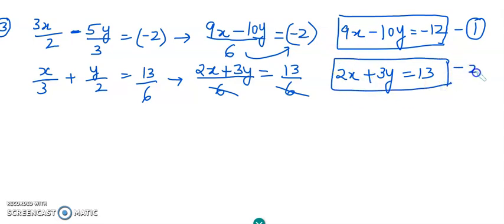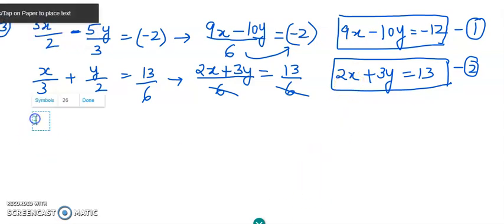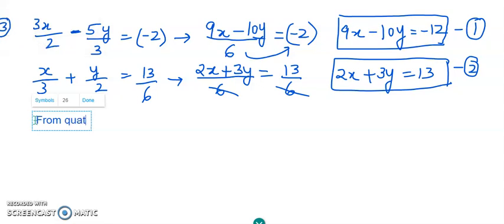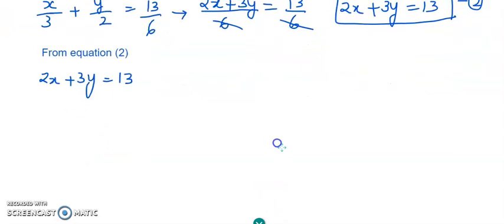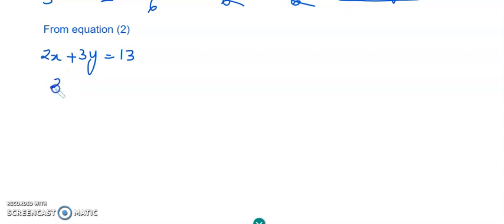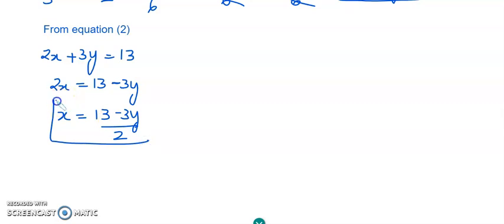Again, I'm going to take the second equation for x because it's 2, the smallest coefficient. So we'll start from there. So we'll say from equation, which one? 2, right? So we are going to take that. So we will say 2x plus 3y is equal to 13, right? So again 3y is going to go that side, being subtracted, and the 2 divided. So we get 13 minus 3y divided by 2. And that becomes our equation 3, right?